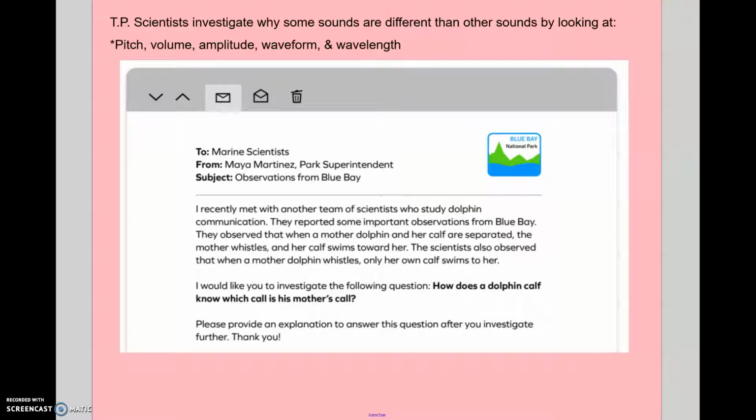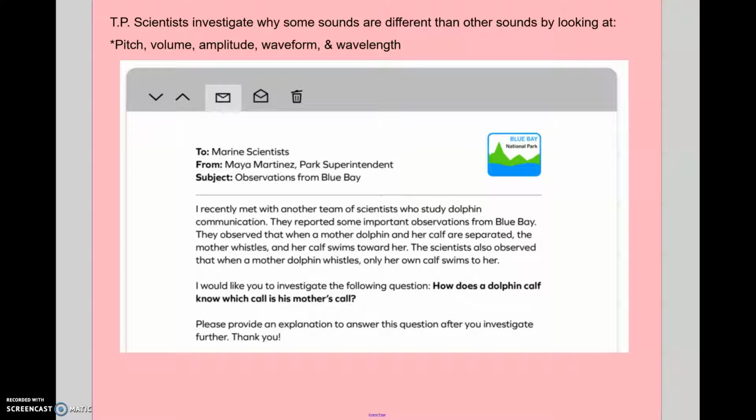Last time we wrote a scientific explanation of how sound gets from a mother dolphin to her calf underwater. For these next couple lessons, we're going to be switching topics. Maya Martinez, the superintendent at the park, noticed that when a mother dolphin and her calf are separated, the mother whistles and her calf swims toward her. The scientists also observed that when a mother dolphin whistles, only her own calf swims to her.